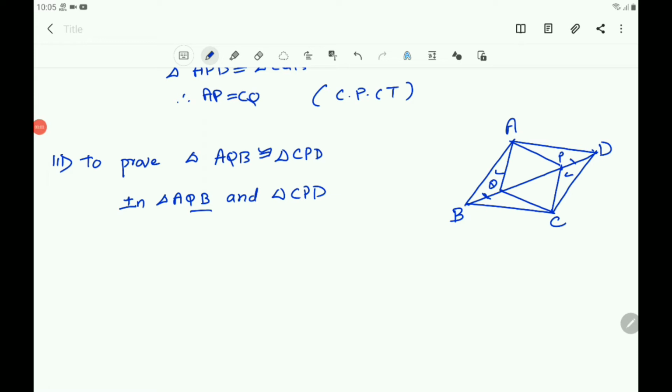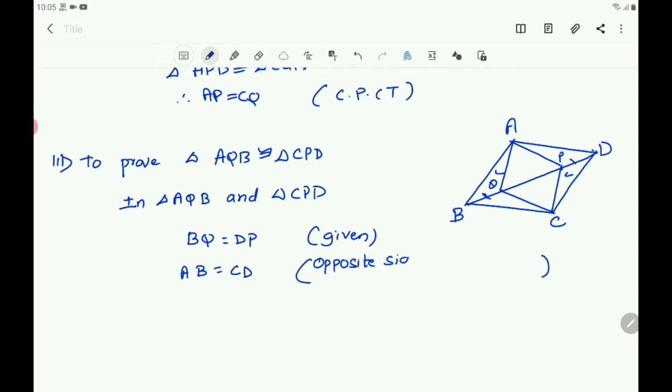Here it is given that BQ equals PD. So you write BQ equals DP. That is given. That is already taken for the previous proof. BQ equals DP. And also you can write AB is equal to DC. Why? AB is equal to CD. The same reason, they are the opposite sides of a parallelogram.